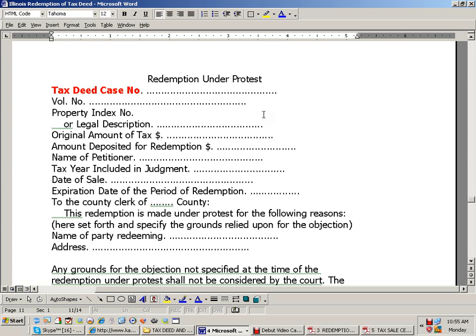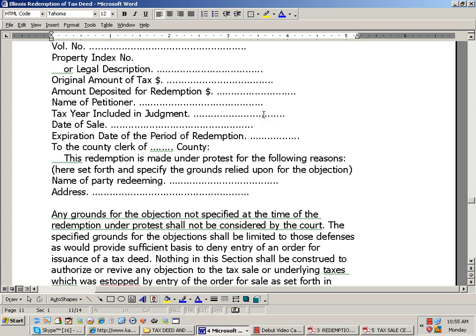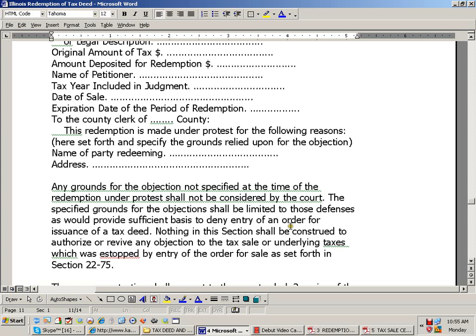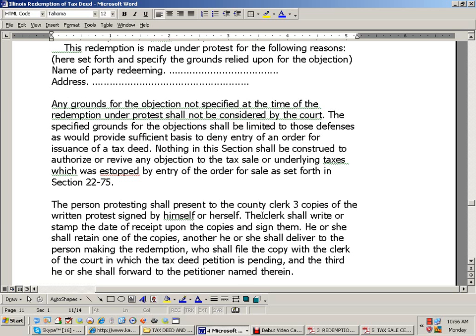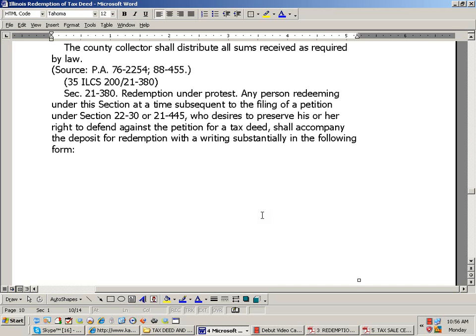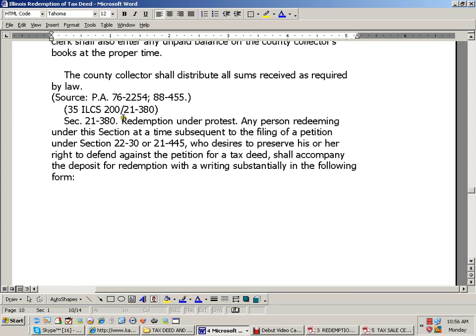So I don't know if we need to do a redemption under protest or not, because they have a lis pendens filed. Okay, and they're talking about a court. What court did this? The tax court. Which one are you at? All I'm doing is reading 21-380. Redemption under protest. Any person redeeming under this section at a time subsequent to the filing of a petition.